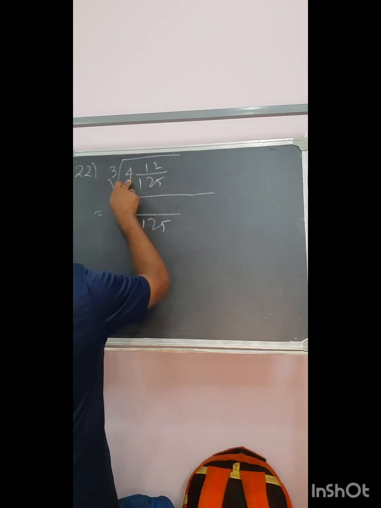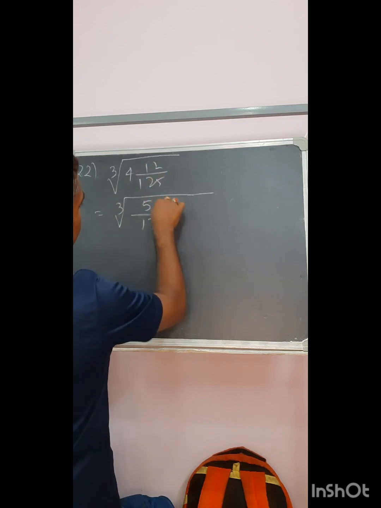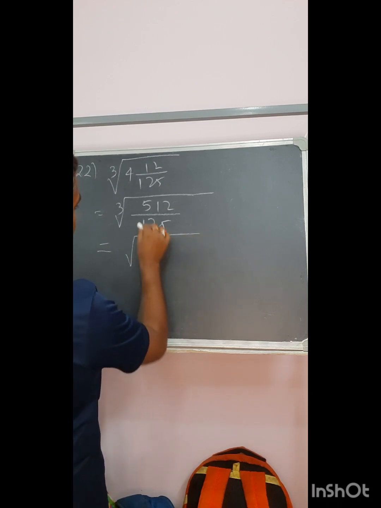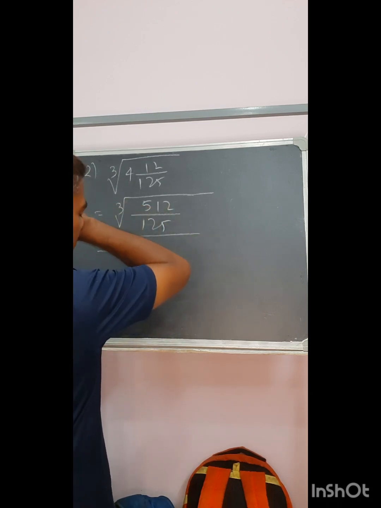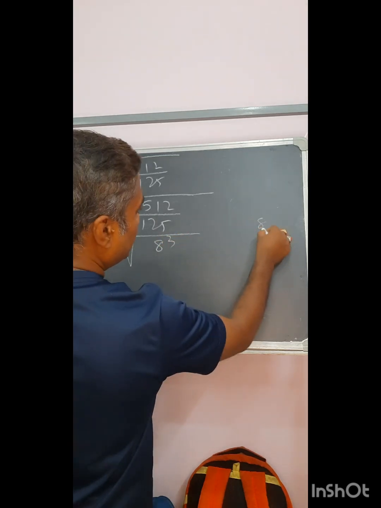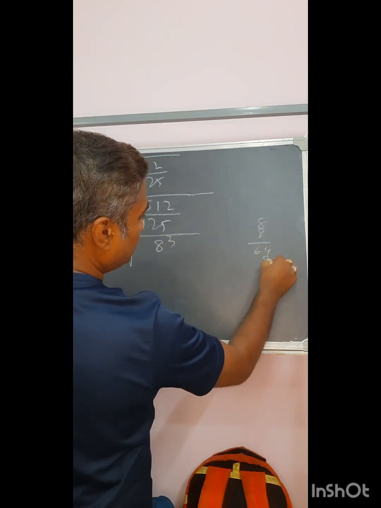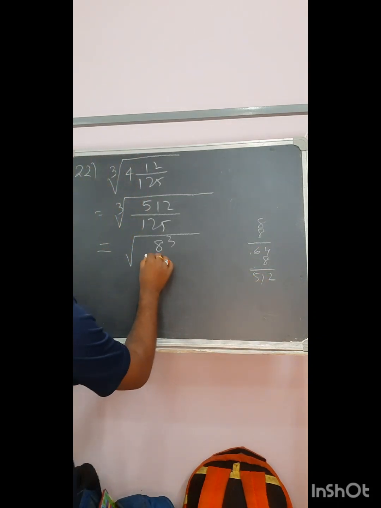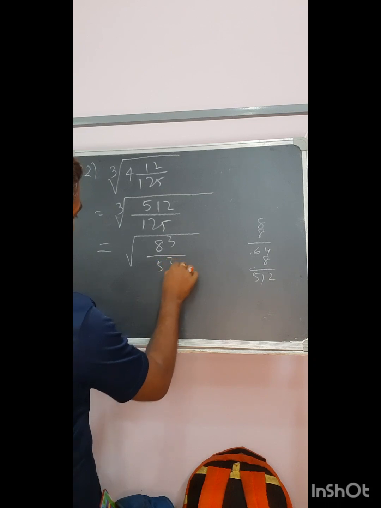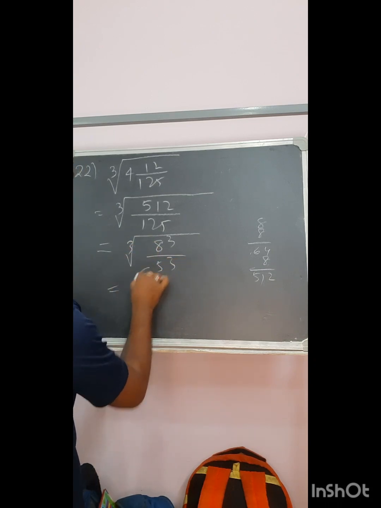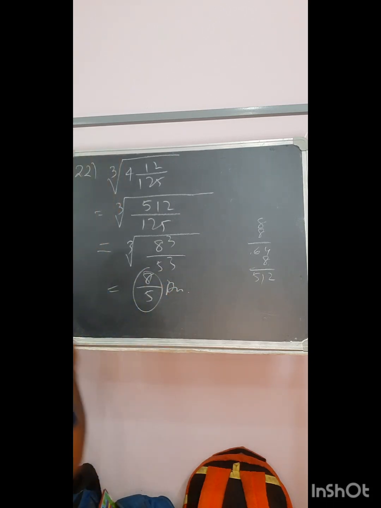125 into 4, that is equal to 512. Now both of these are perfect cubes. This is nothing but 8 cubed, I suppose. 8 into 8, 64 into 8. Yes, this is 8 cubed and this one is 5 cubed. So if you take the cube root, it will come down. So this will be your answer.